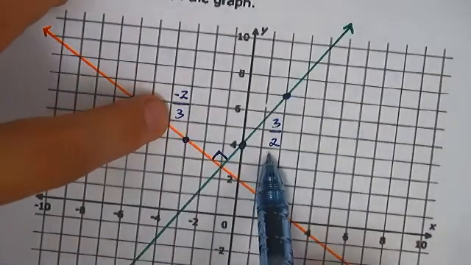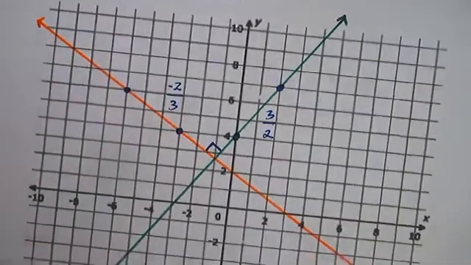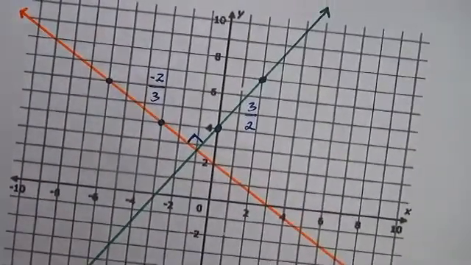We have opposite, so they're flipped over, and opposite signs. One has to be a negative slope and one has to be a positive slope for them to be perpendicular, with one exception. Okay, I'm not going to tell you the exception. I want you to think about the exception. There's one exception where we do not have a positive and negative slope, but we do have a perpendicular relationship.